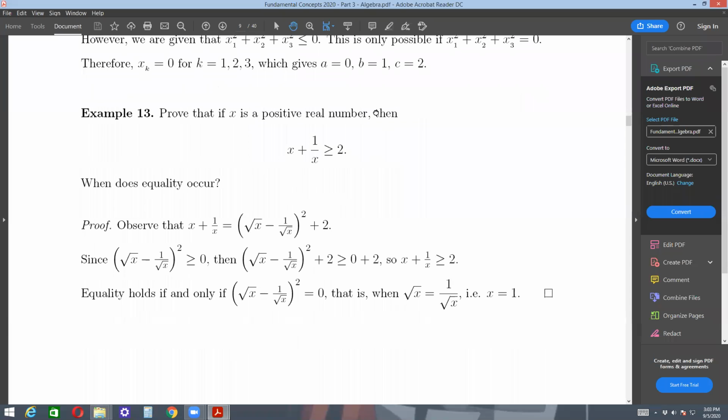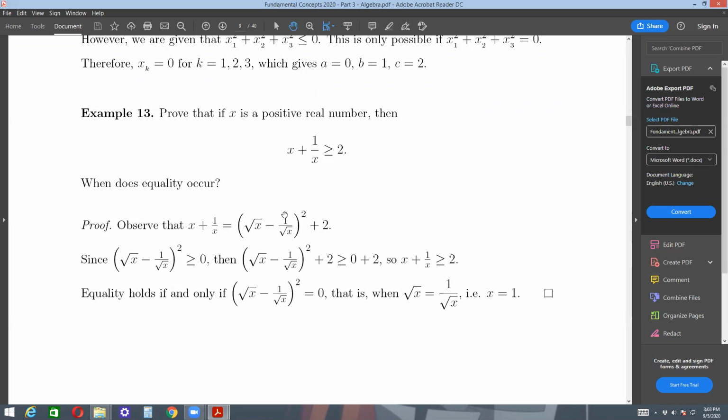Prove that if x is a positive real number, then x plus 1 over x is greater than or equal to 2. When does equality occur? So notice that x plus 1 over x, the left-hand side, you can actually write it like this: square root of x minus 1 over square root of x, all squared. And if you expand that, you'll get a minus 2, so you add 2 to cancel it. Right, but this is equal to this. And you could use this, right, because this is a perfect square. It means that this is greater than or equal to 0. So the overall sum has to be greater than or equal to 0 plus 2, which is 2. So you basically prove what you wanted to show.